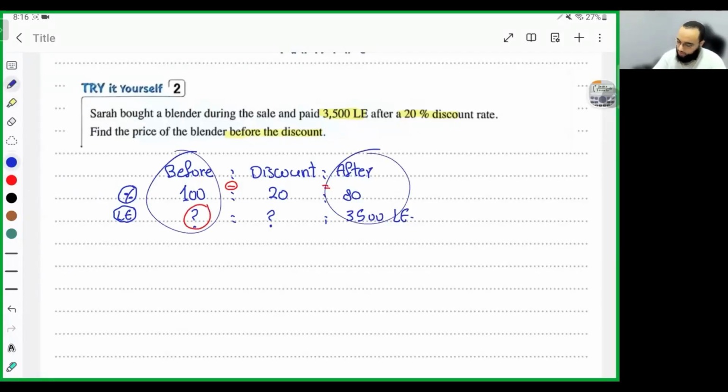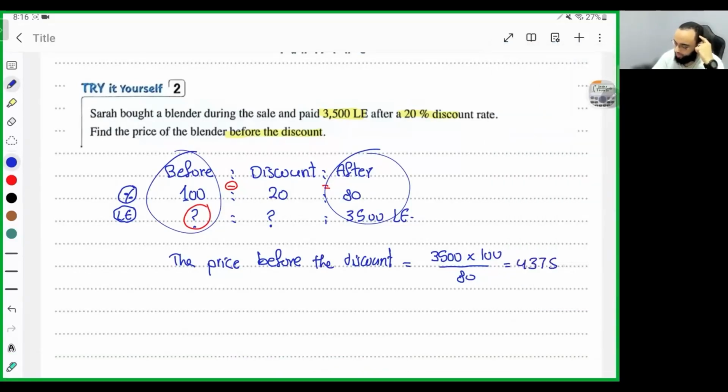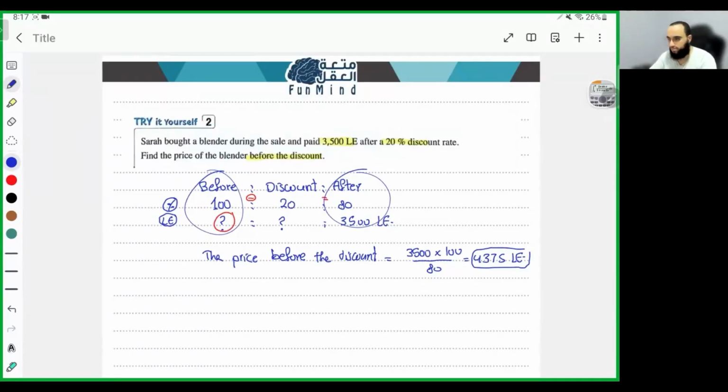Cross multiplication. So the price before the discount equals what? 3,500 times 100 over 80. It's 4,375. This is the price before the discount, and this is the price after the discount. Subtracting them together gives the discount itself, if you want. And actually the price before the discount must be greater than the price after the discount. Correct? Yeah.